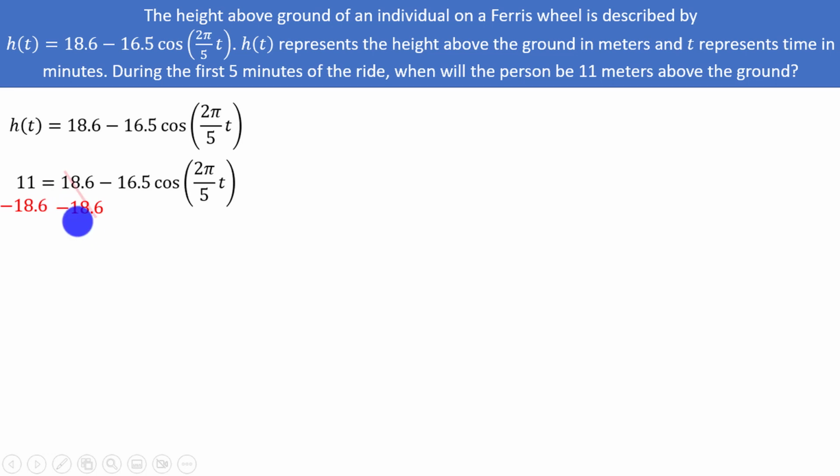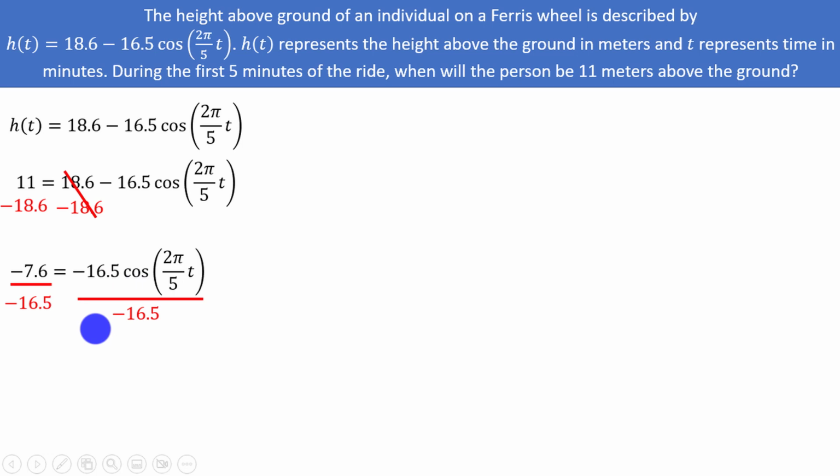11 minus 18.6 will give us negative 7.6. So we have negative 7.6 is equal to negative 16.5 times the cosine of 2 pi over 5 times t. Let's divide both sides by negative 16.5 to cancel the negative 16.5 on the right-hand side of the equation. We will be left with positive 7.6 over 16.5 since the negatives cancel on the left-hand side, and cosine of 2 pi over 5 times t on the right-hand side.